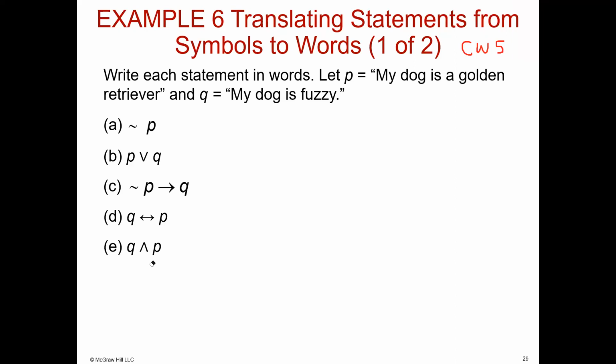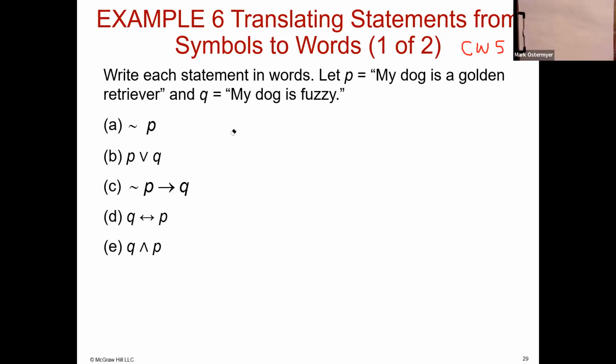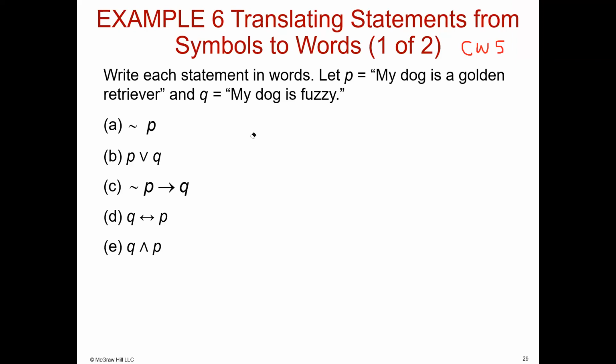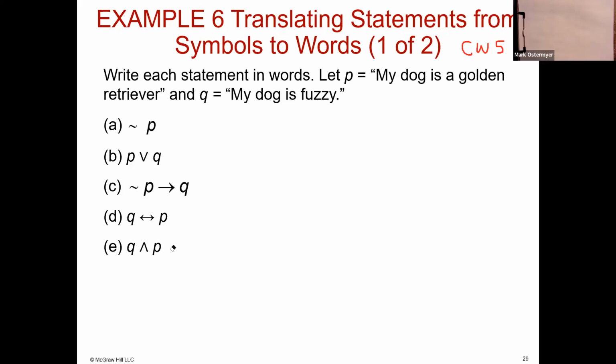E, how do we convert this one? My dog is a golden retriever and my dog is fuzzy. Well, Q is what statement? My dog is fuzzy. Oh, my dog is fuzzy and my dog is a golden retriever. There you go. My dog is fuzzy and my dog is a what? Golden retriever.